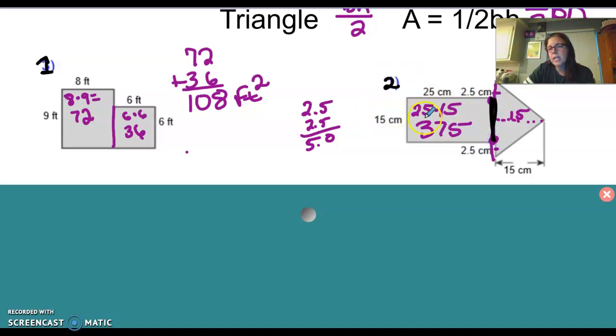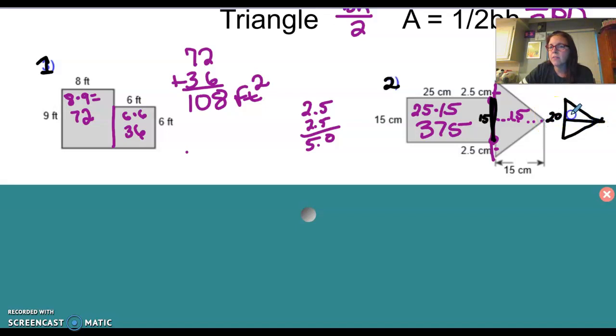Well, if this is 15 and it's a rectangle, we know this is 15. So from here to here is 15, and we know these two edges added together are 5. That means this whole length is 20. So if I were to redraw this triangle, this is 20.